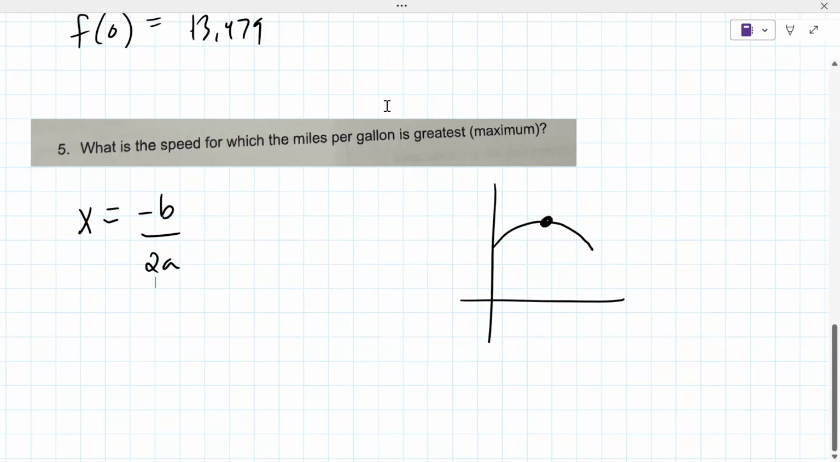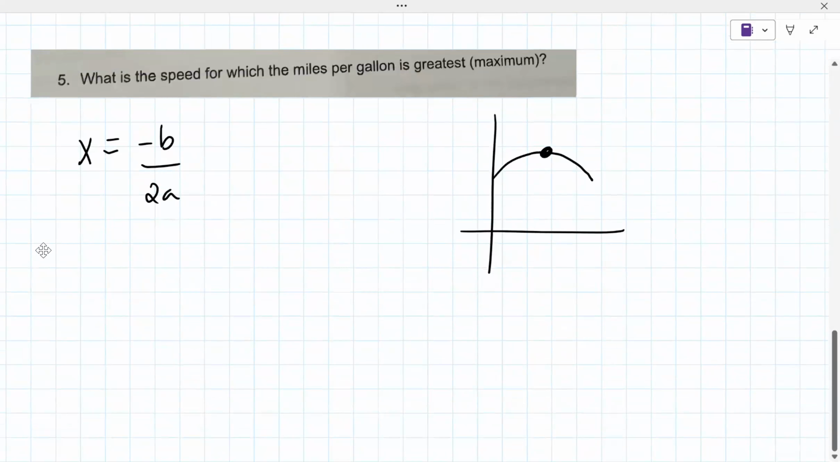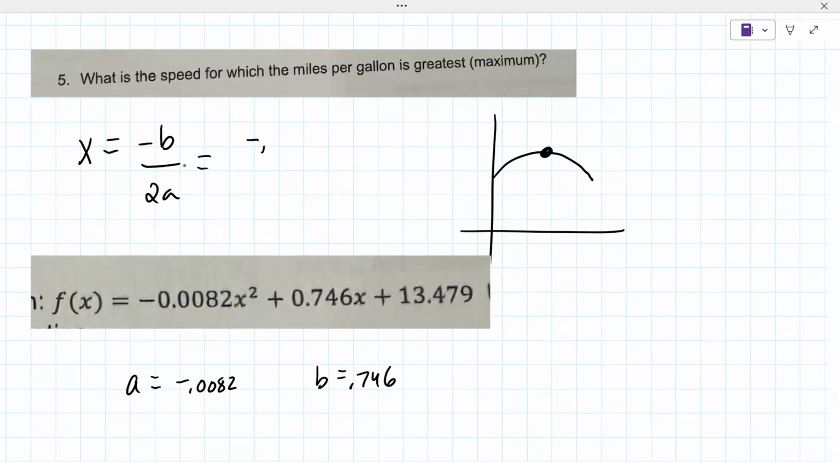You've never seen this before? Well, I think minus b divided by 2a. We've seen that before. So a is minus 0.0082. B is 0.746. So we're gonna use this formula here: minus 0.746 over 2 times minus 0.0082. Could you calculate that for us, please?